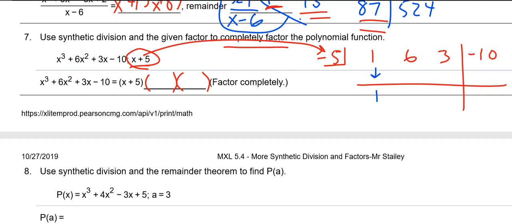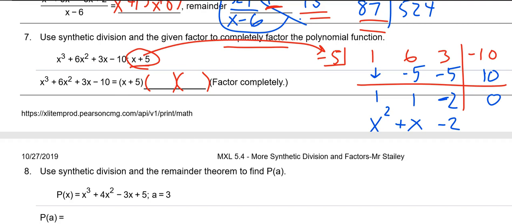Drop down the 1. You know, you can always practice by pausing these, doing it, and then playing the video to see if I match what you got. That'd be smart. Negative 5 just for the practice. Adding, get 1. Multiply, get negative 5. Add, negative 2. Multiply, positive 10. Hey, we got a 0. So what does this give me? It gives me a negative 2. It gives me a positive x and a positive x squared.